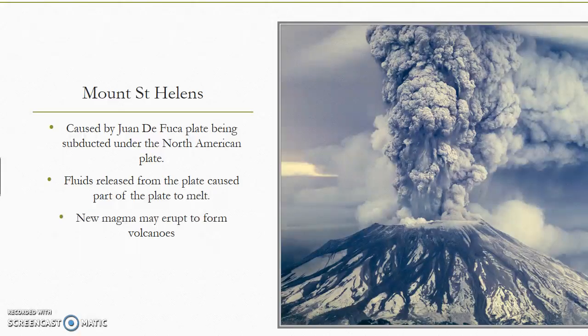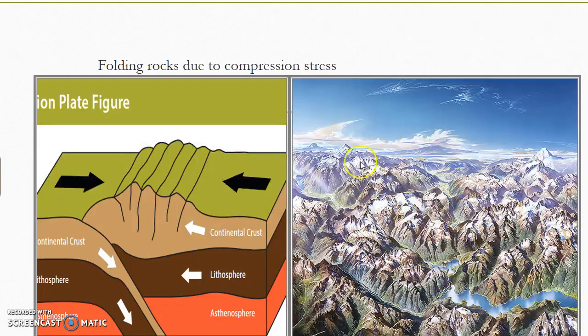What we saw earlier was the little Juan de Fuca plate being subducted under the North American plate. As this happens and that smaller plate goes further and further underneath, fluids are released from the plate, causing part of that crust to actually melt. The new magma then rises and may actually erupt to form volcanoes, which brings me to this beautiful thing.